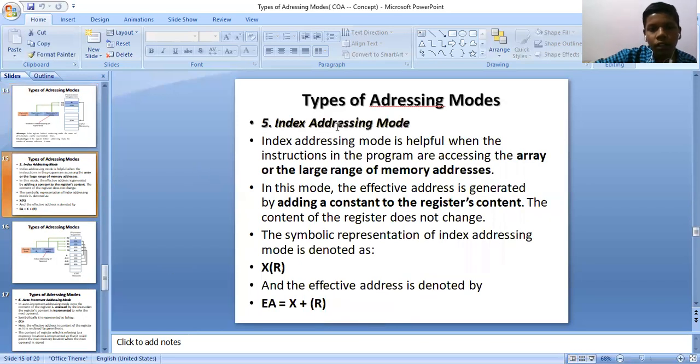And the fifth one is index addressing mode. Index addressing mode is helpful when the instructions in the program are accessing an array or a large range of memory addresses. In this mode, the effective address is generated by adding a constant to the register's content. The content of the register does not change. The symbolic representation of index addressing mode is X(R), and the effective address is EA is equal to X plus R.